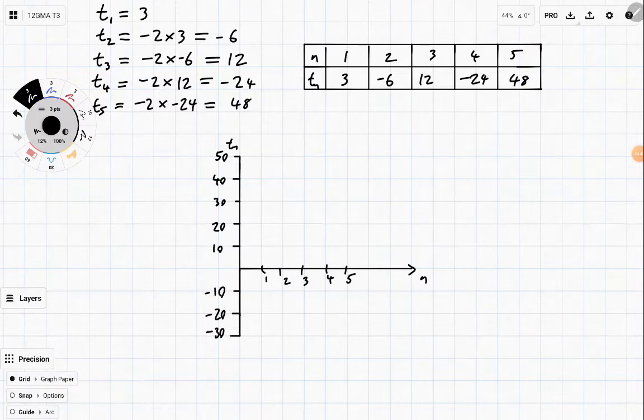And now we've just got to plot our points. So 1, 3, same as where it was before. 2, -6. So this time it's below the axes.